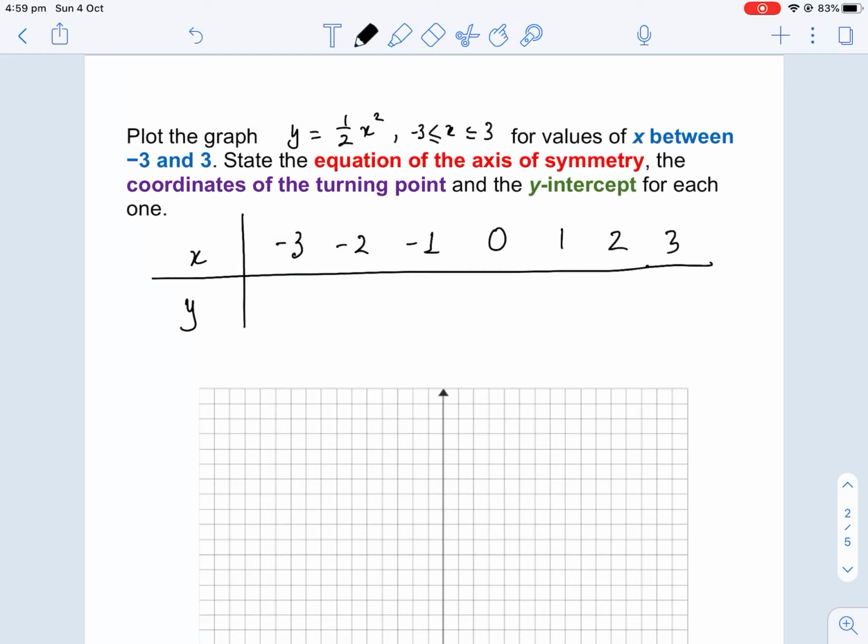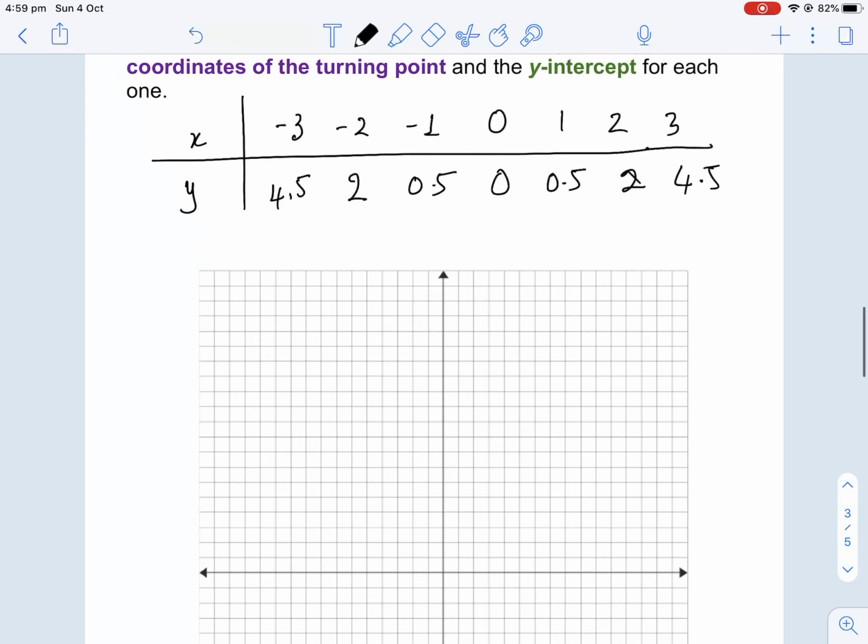If x equals negative 3, then x squared is 9. 9 divided by 2 is 4.5, and this one is 2, this one is 0.5, 0, 0.5, 2, and then 4.5. Then I'm going to plot them all.